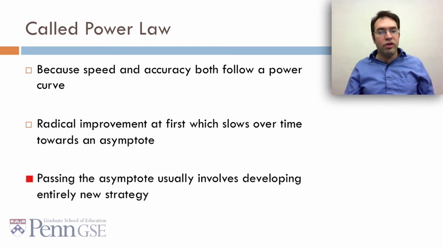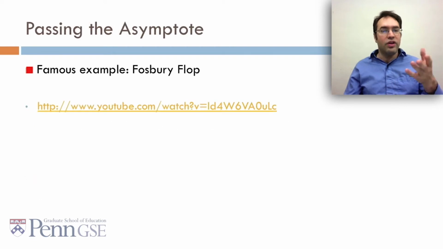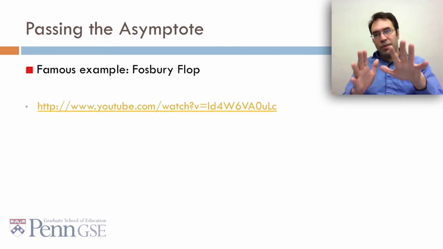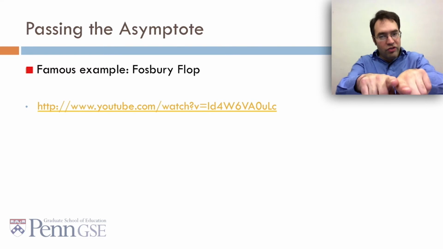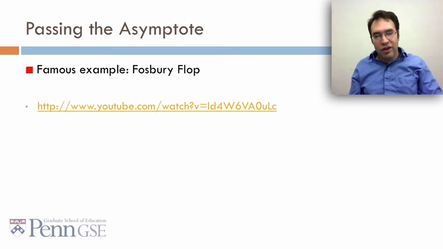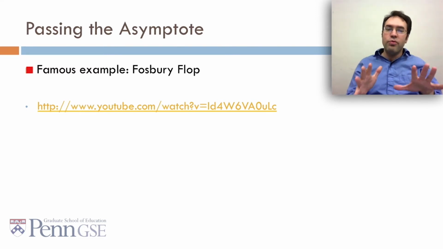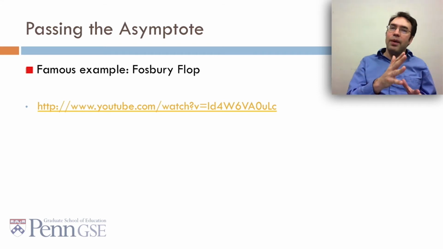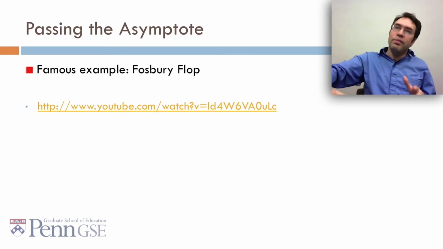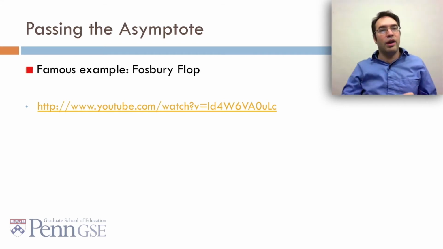Passing the asymptote usually involves developing an entirely new strategy. For example, take the classic example of the Fosbury flop. I'm not actually going to embed the video here, but I encourage you to copy this out and go into YouTube and take a look. The Fosbury flop was a way that people were able to jump in a new way that made them able to jump higher than they ever had before.